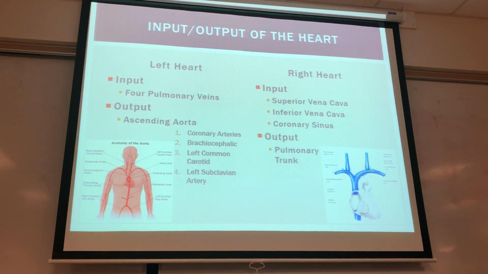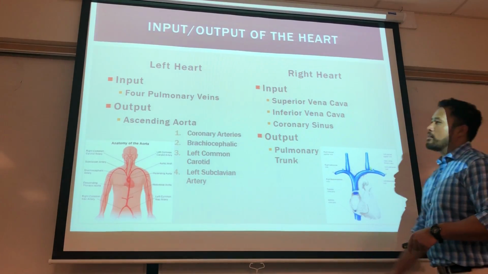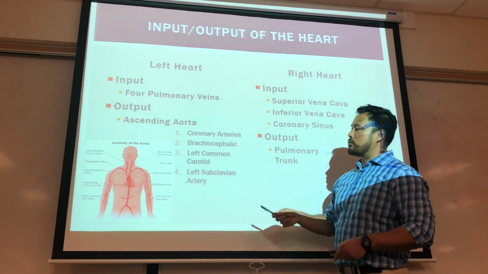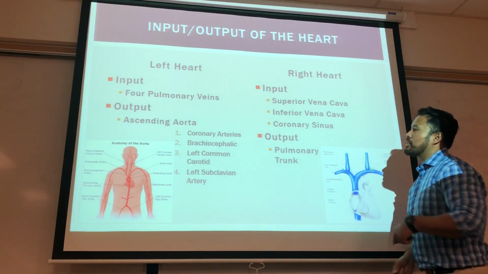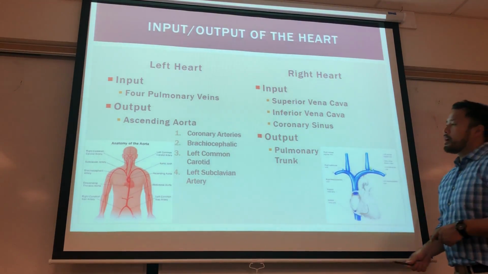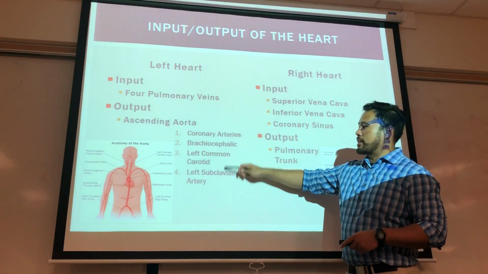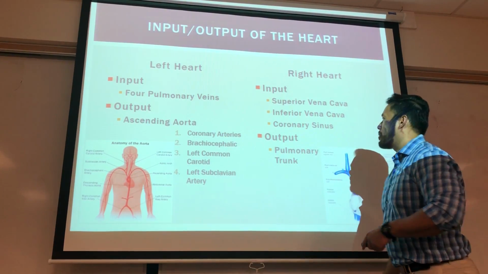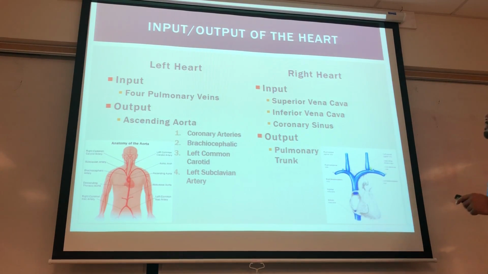You can see the left heart with its input and output. Again, output for the left heart would be the coronary arteries, which is going to supply blood to the heart itself. I'll talk about that at the end of today. You'll see the other branches over here. I'm not going to have you really memorize these because these are more anatomical things. Superior vena cava, inferior vena cava, and so forth.